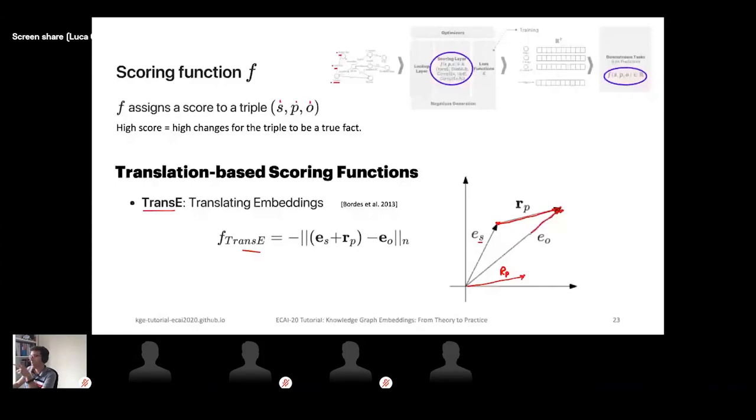So in a nutshell, the translating embedding function measures the distance between the sum of the embedding of the subject and the predicate and the embedding of the object. The closer this distance is, the higher the chances that the triple is true. It's like saying George plus works for should pretty much end up being close to Acme Inc. If it does, probably George works for Acme is correct. Now, this is pretty much the intuition around translating embeddings. And it still is a very popular model used in practice, also very simple to explain.